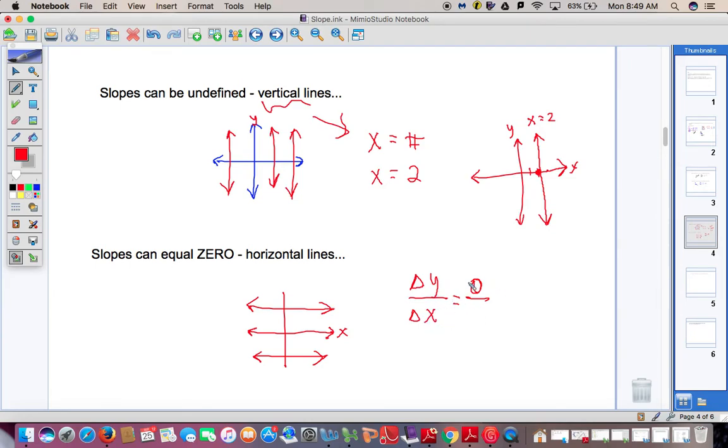So it doesn't matter here. 0 divided by any number, it doesn't matter what number it is, will always be 0. So your slope is going to always equal 0 for horizontal lines. Now, horizontal lines follow the equation of y equals something.